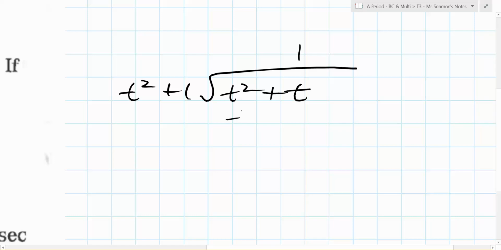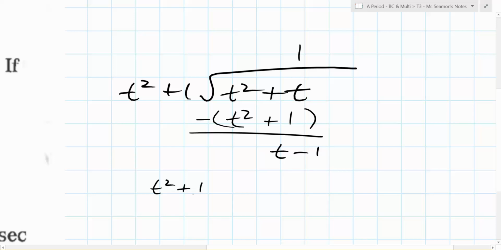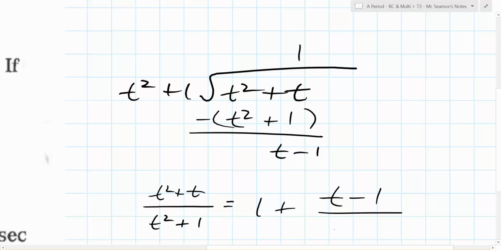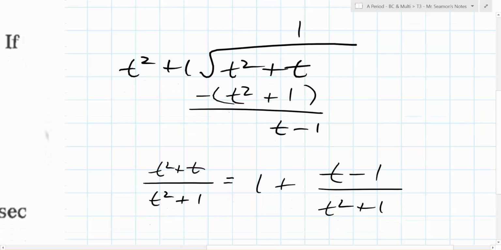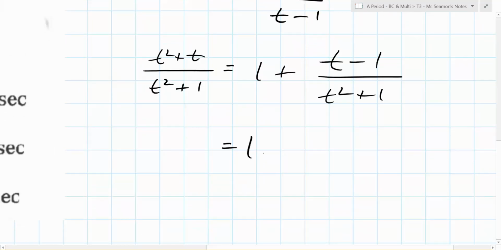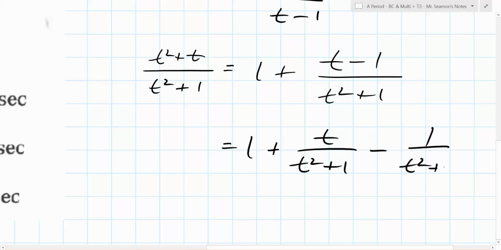So you get what? T squared plus 1, like this. You subtract, and what do you get? T minus 1. So you now know that T squared plus T over that is equal to 1 plus T minus 1 over what? T squared plus 1. And then what you should do is you can further break that down into T over T squared plus 1 minus 1 over T squared plus 1.